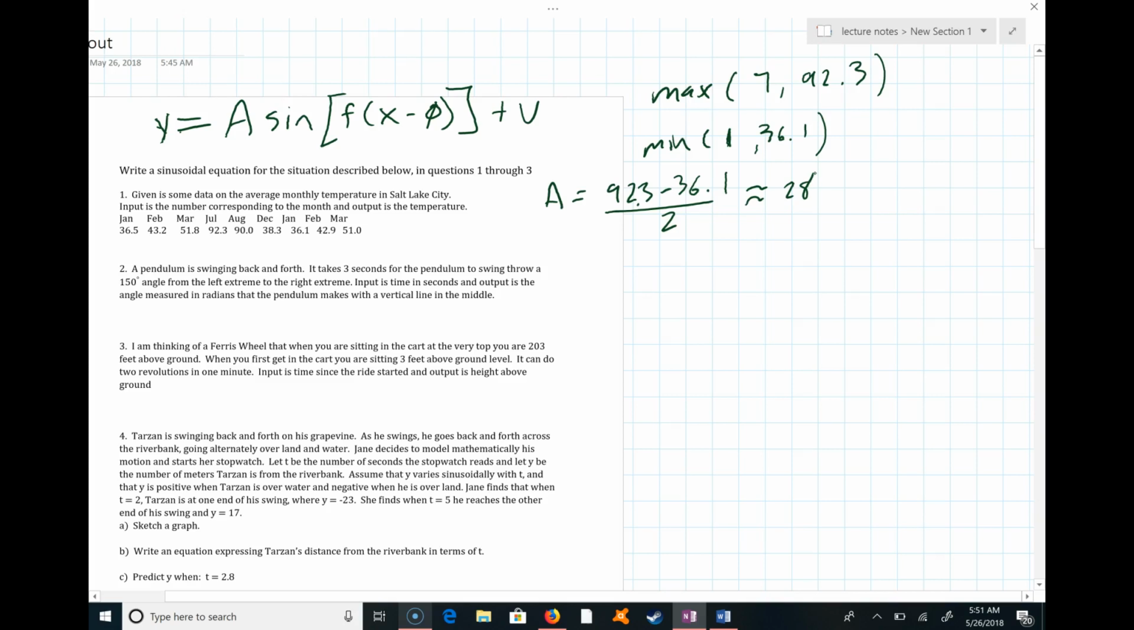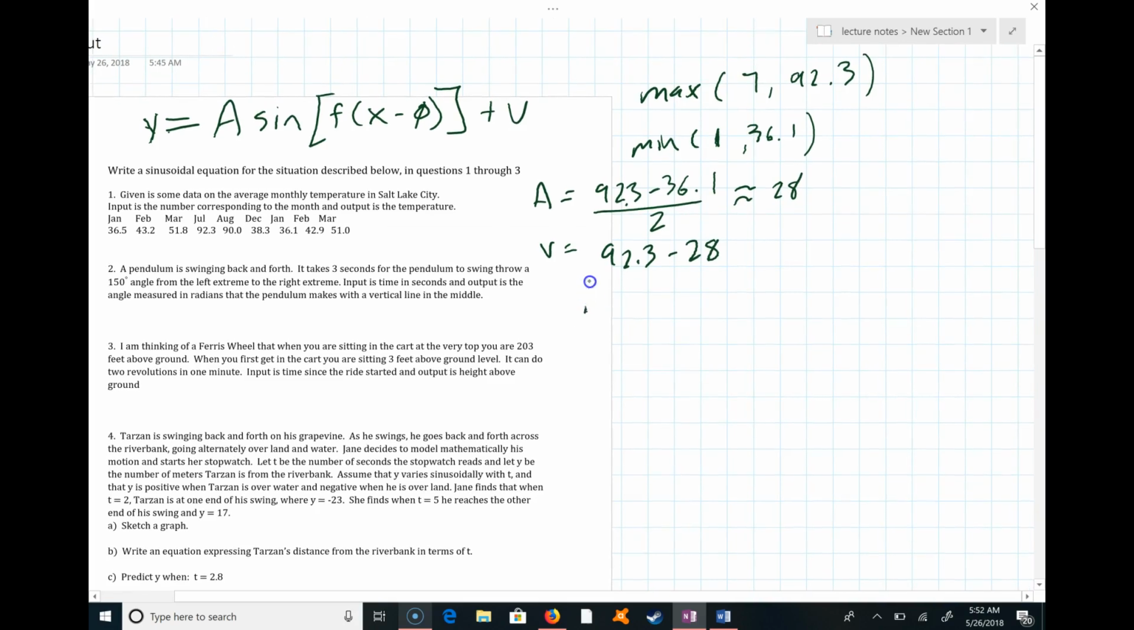And then the vertical shift, which is the next thing I like to do, is just the new middle. Because remember, anything that's not the 0 is affected only by the vertical shift and not by the stretch. So the middle is the only thing we can really purely see how it's shifted. A good way to find the middle is to subtract the amplitude from the top. So that'd be 92.3 minus 28. And then frequency, of course, is just 2 pi divided by the period. And the period we know here is 12, because that's how long it takes to go through one cycle. So that'd be pi over 6.